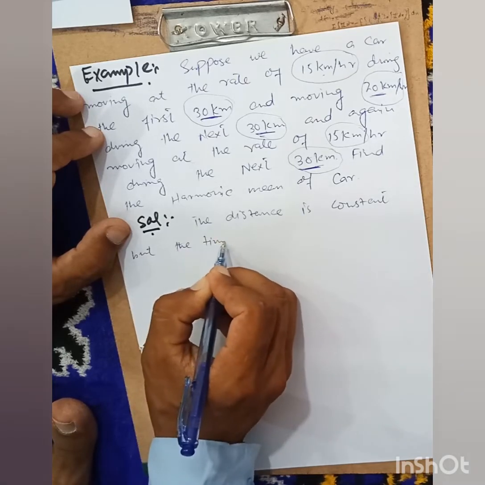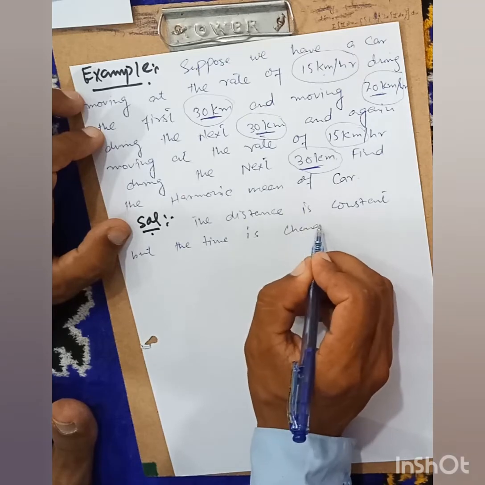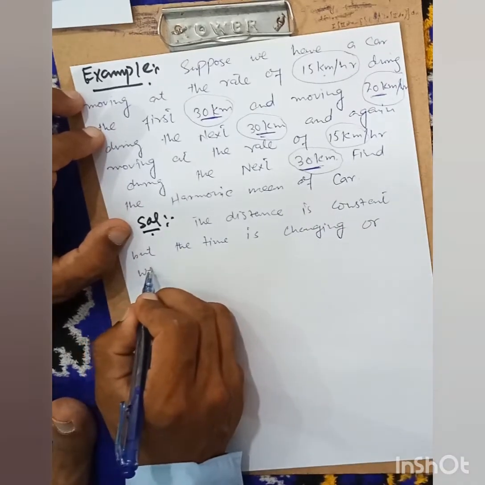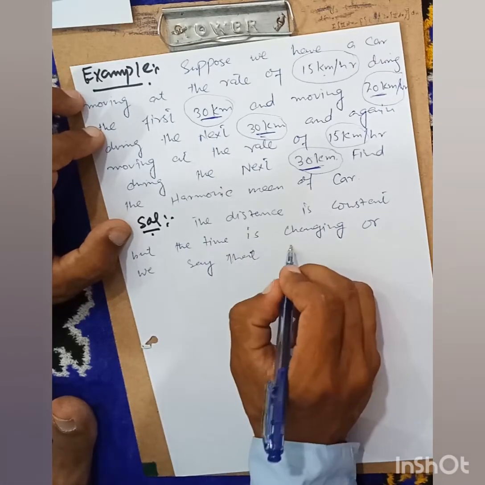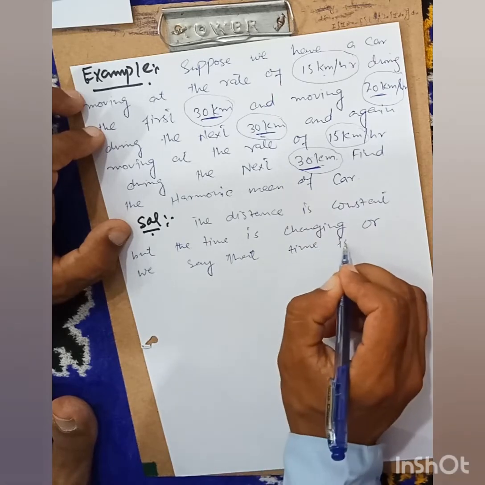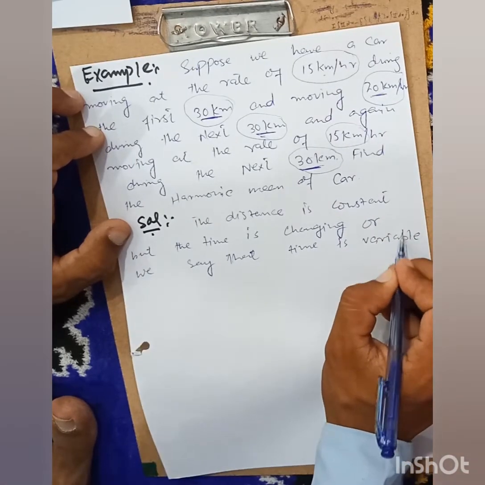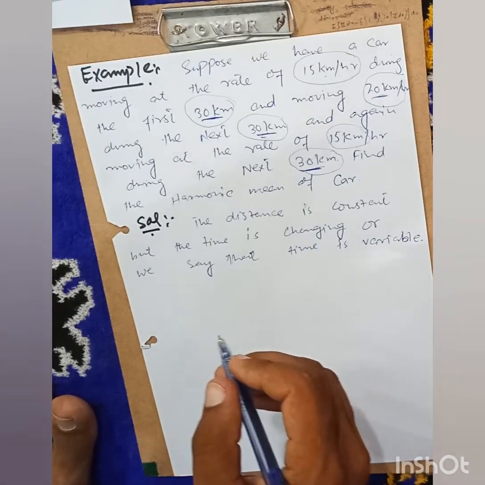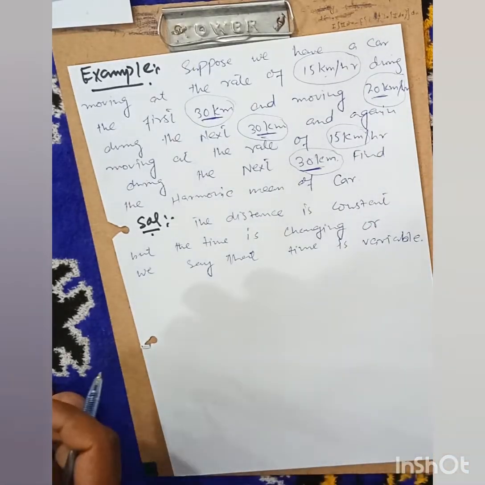So the time is changing, or we say that time is a variable. Variable means it got some changes after some kilometers the car is moving. So we have to find the harmonic mean.